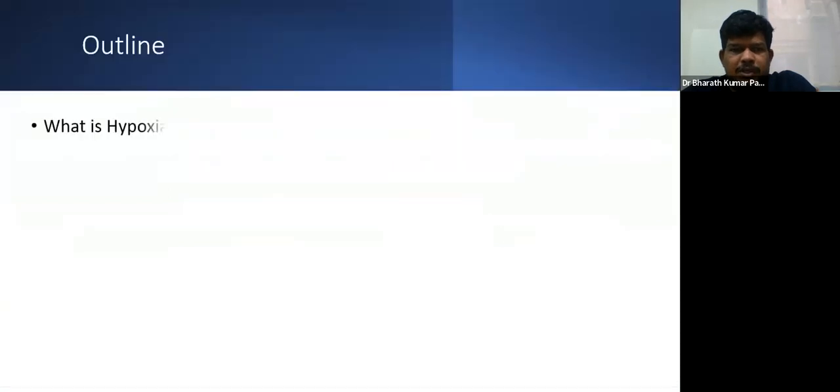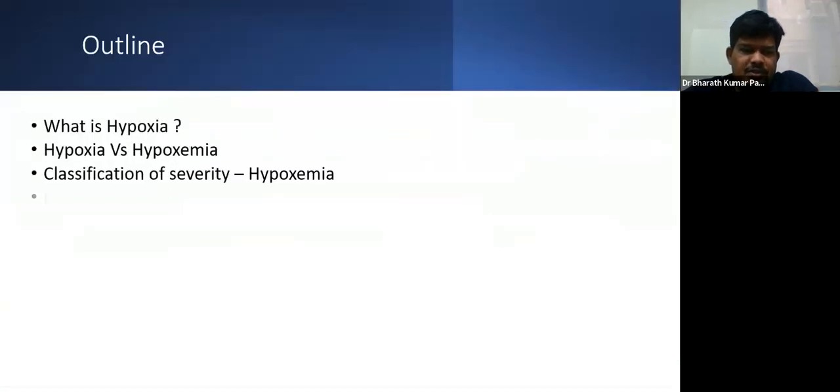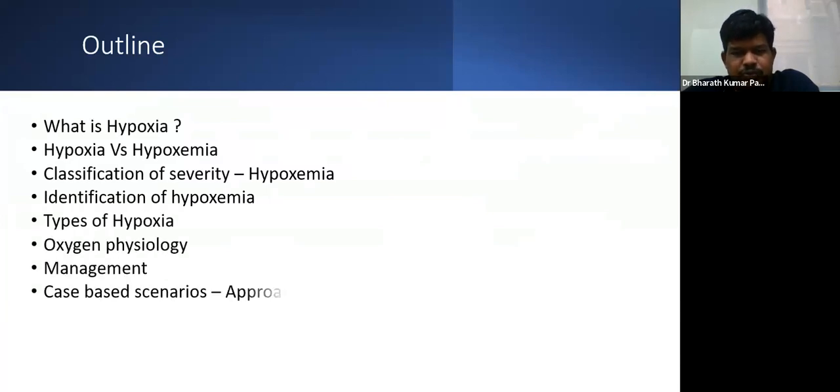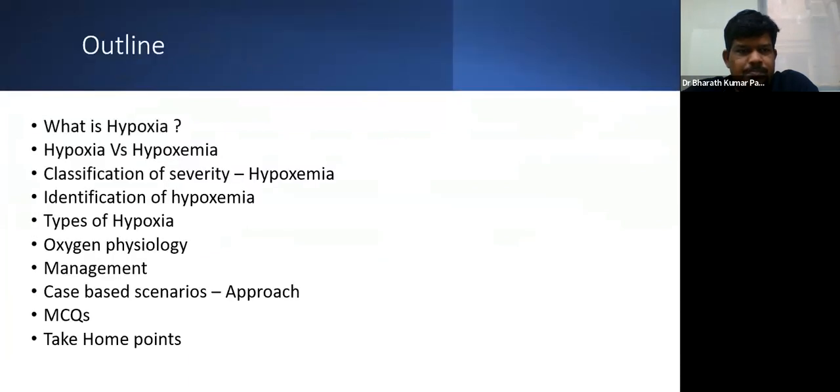So the outline of my talk would be along the lines of what is hypoxia, that is the definition of hypoxia. Hypoxia and hypoxemia, though we often use them interchangeably, there is a difference between them. Then classification of severity of hypoxemia, identification of hypoxemia, types of hypoxia, and a bit of oxygen physiology and transport, which is essential for us to understand the mechanism of hypoxia better, management, and a couple of case-based scenarios to know the approach better, and a few MCQs before the conclusion.